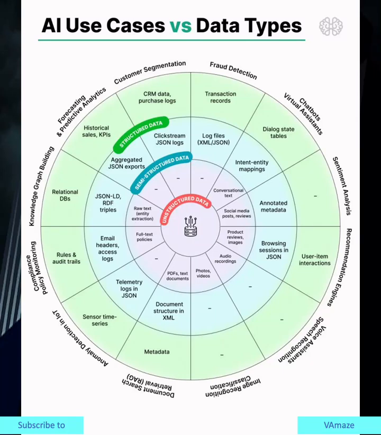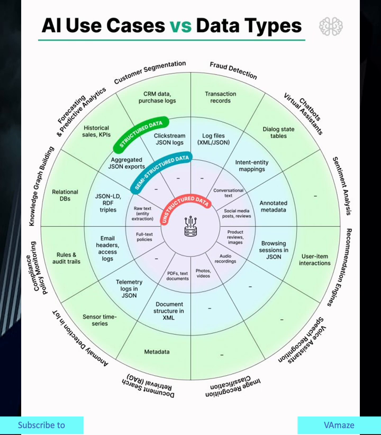The AI data architecture universe, where use cases meet data reality. The central truth: data types drive AI capabilities. At the heart of this circular diagram lies a fundamental truth that many AI projects ignore at their peril. The type of data you have determines what AI use cases are actually possible.